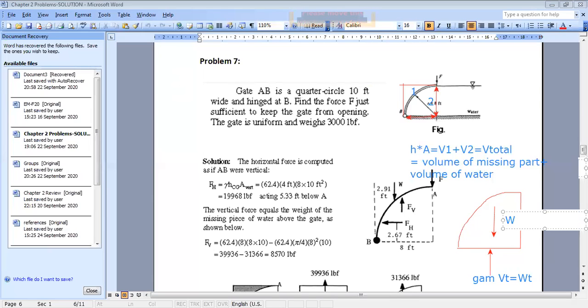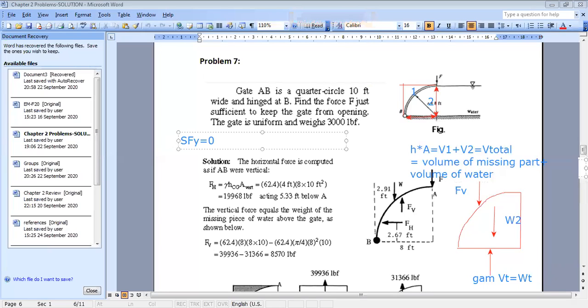So this is W2 of part 2, and you have to find what FV is. You still have to find the vertical force of the surface on the water. You still need to find this force FV. To find FV, all you have to do is say that the sum of Fy equals 0.